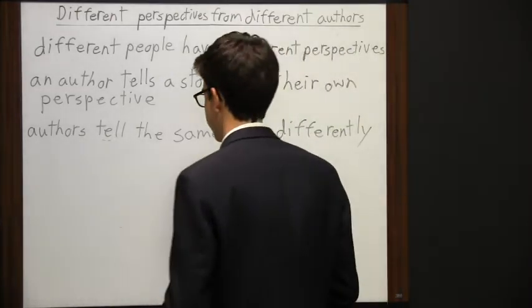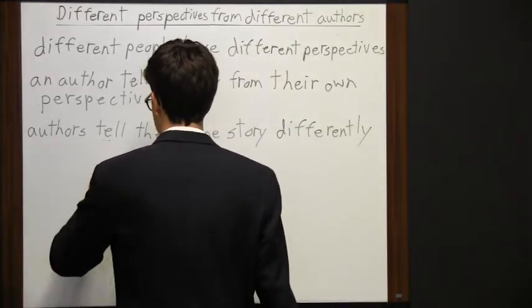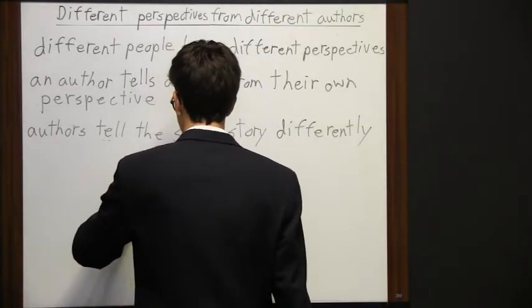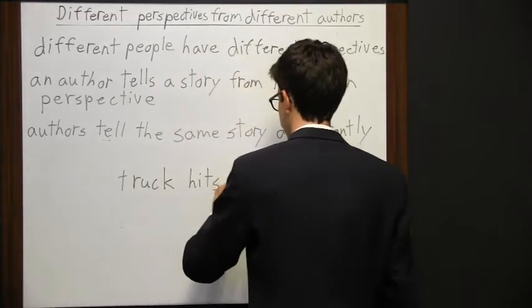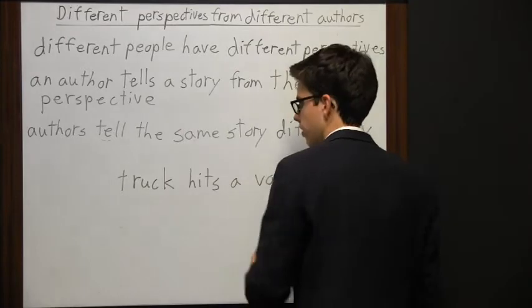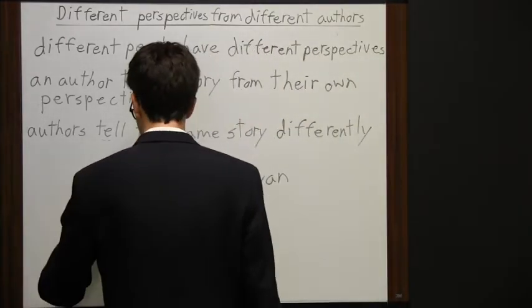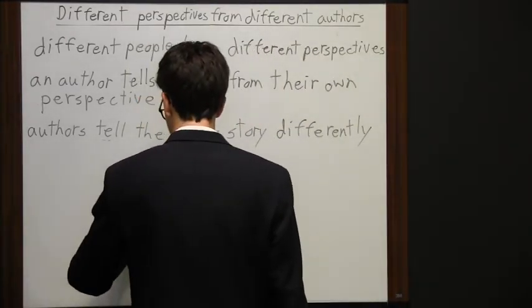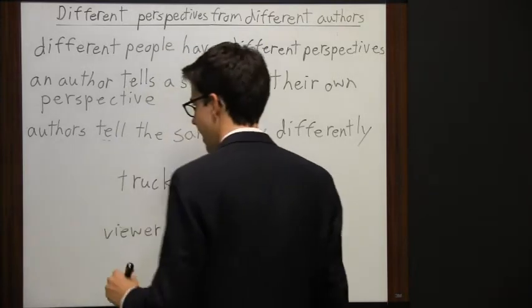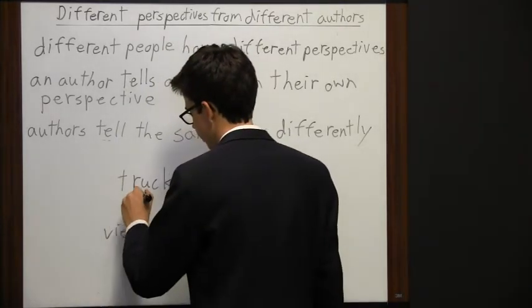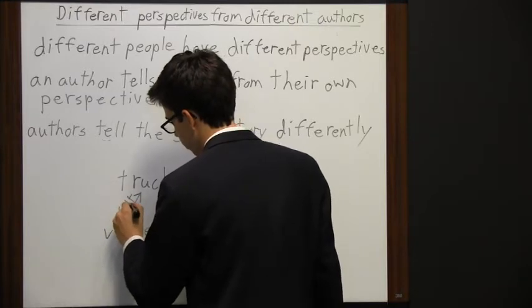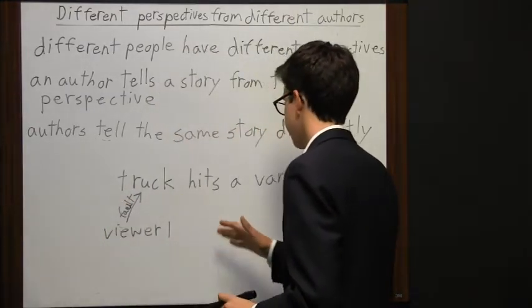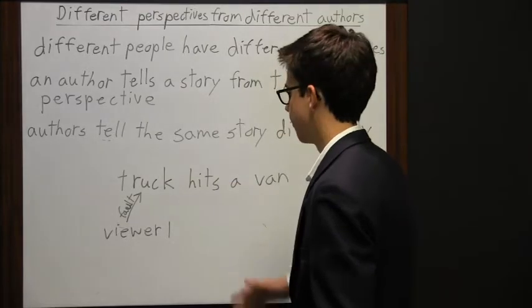Another example of this is, say, someone saw a car wreck happen. A truck hits a van. And so there are two viewers, and viewer 1 sees the accident occur and says that the truck is at fault. So I'll draw an arrow right here and write fault. Viewer 1 thinks the truck is at fault because they saw the truck hit the van.